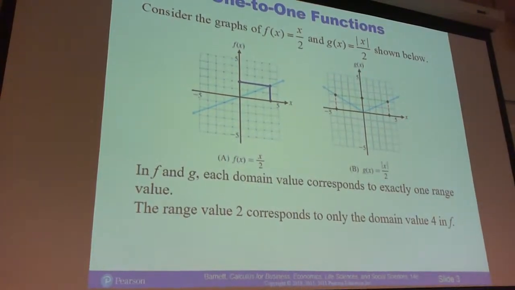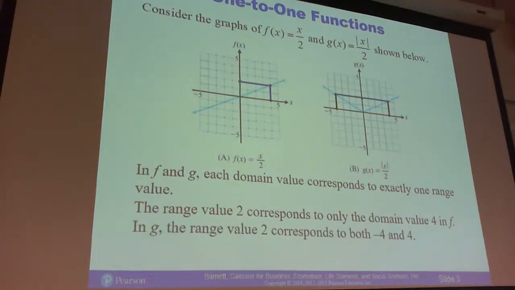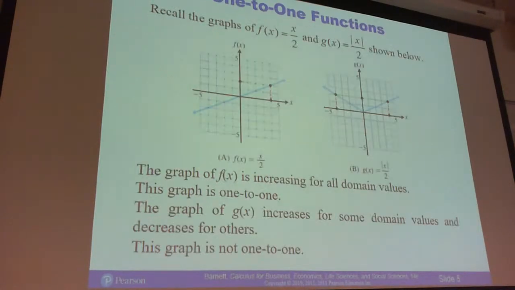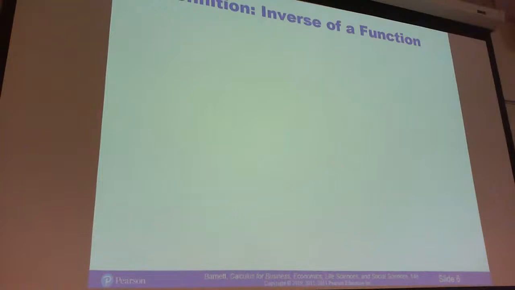Doesn't mean it's not a function, it just means it's not a one-to-one function. To be one-to-one, every x has to have a unique y, and every y has to have a unique x. So only function f is one-to-one. So a function f is said to be one-to-one if each range value corresponds to exactly one domain value. Okay? Any continuous function that is either increasing or decreasing for all domain values is one-to-one, as every x has a unique y, every y has a unique x. And if a continuous function increases for some domain values and decreases for others, then it's not going to be one-to-one, just like the example we saw. Okay? We talked about that.